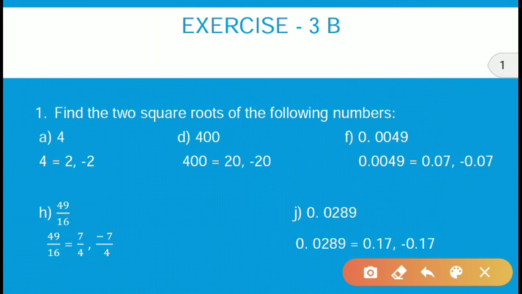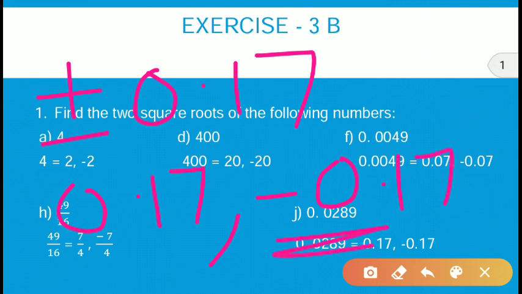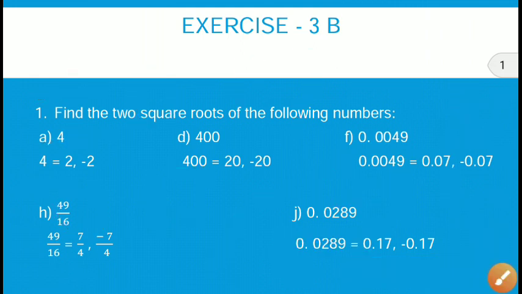Next is 0.0289. This can be written as 0.17 into 0.17. This is the one pair. From one pair you write only 1 time 0.17, and when it removes the square root, it will become plus minus 0.17. Means 0.17 with the plus sign and 0.17 with the minus sign. So these are the square roots. Remember it. When the square root is removed, it will leave plus and minus sign.